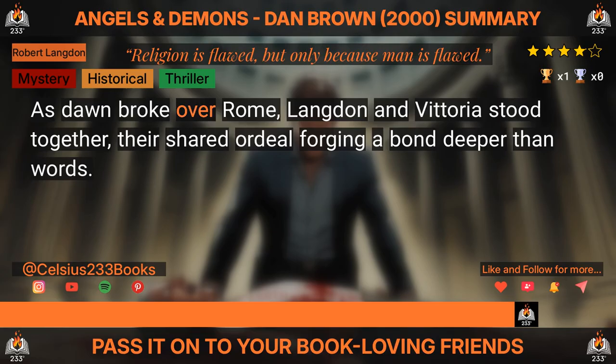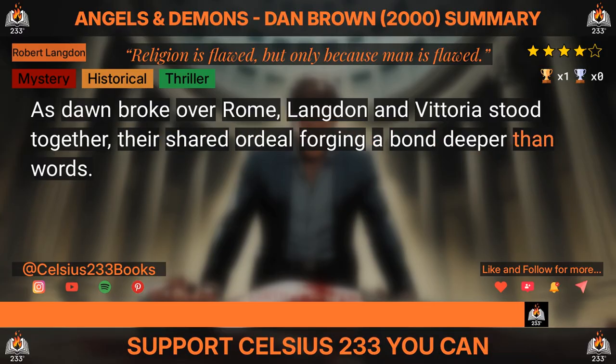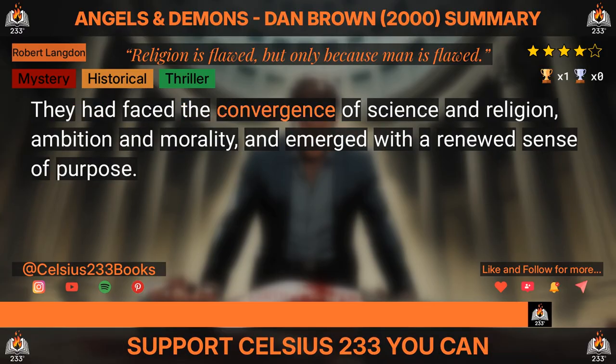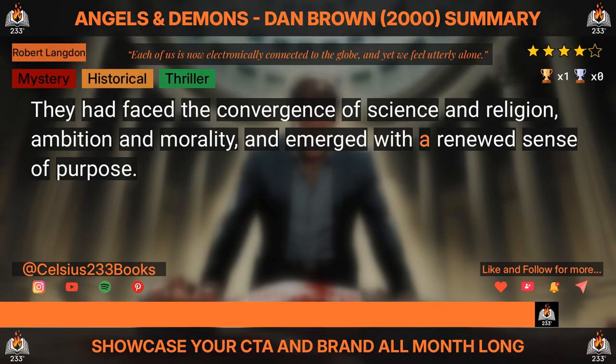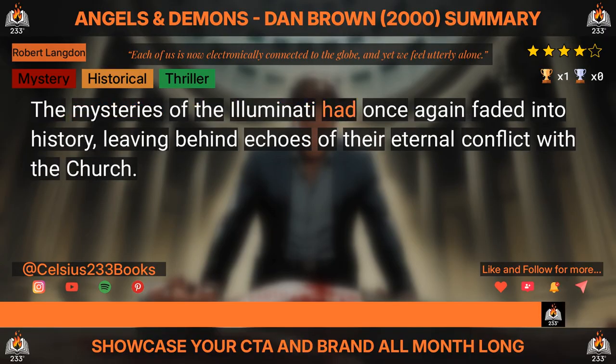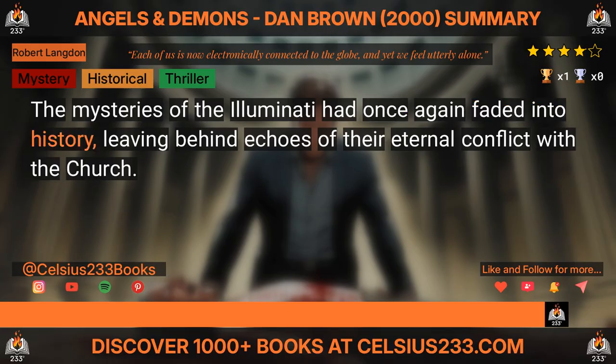As dawn broke over Rome, Langdon and Vittoria stood together, their shared ordeal forging a bond deeper than words. They had faced the convergence of science and religion, ambition and morality, and emerged with a renewed sense of purpose. The mysteries of the Illuminati had once again faded into history, leaving behind echoes of their eternal conflict with the Church. That's all for now.